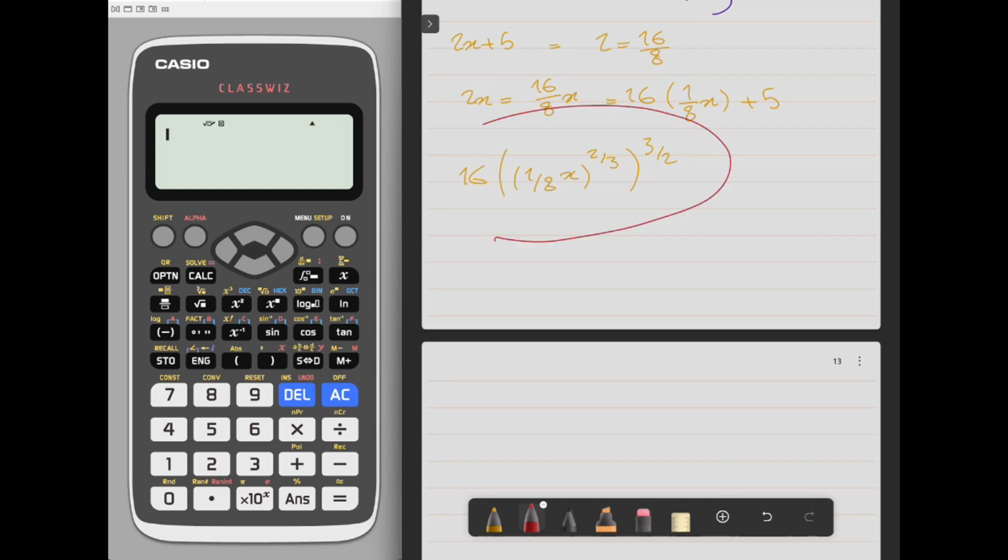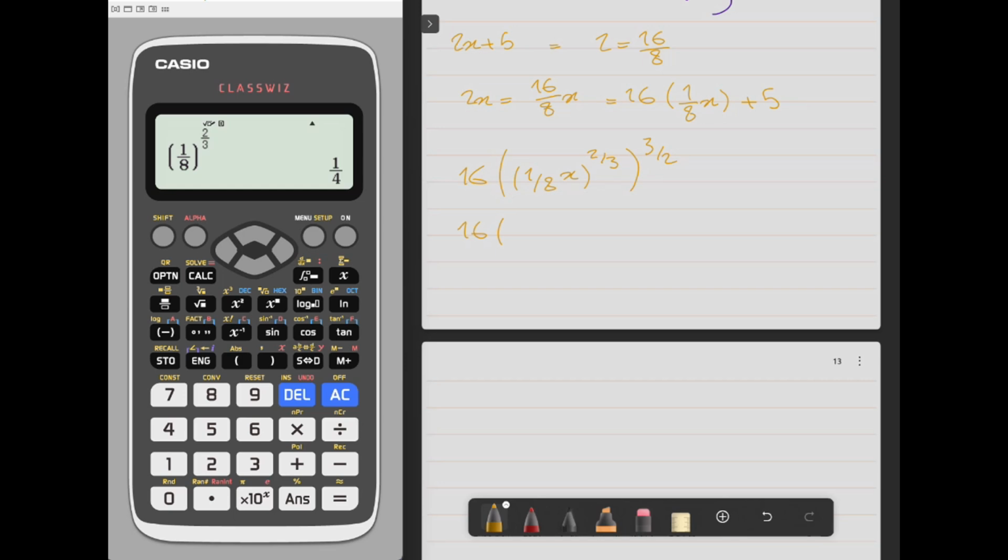So this is simply equal to 2x. Just it is 2x. So we just change the form, and you're going to write it as 16. What is 1 over 8 to the power of 2 over 3? I can use my calculator. I can say 1 over 8, let's put the brackets, to the power of 2 over 3. It's going to be equal to 1 over 4.